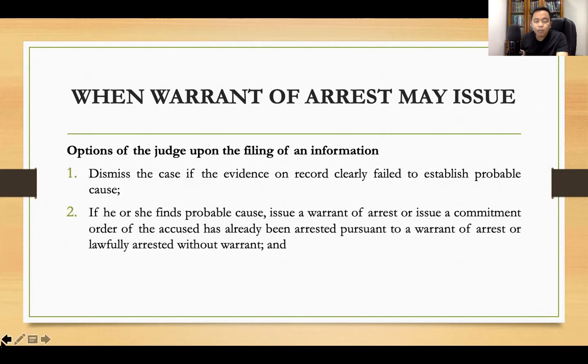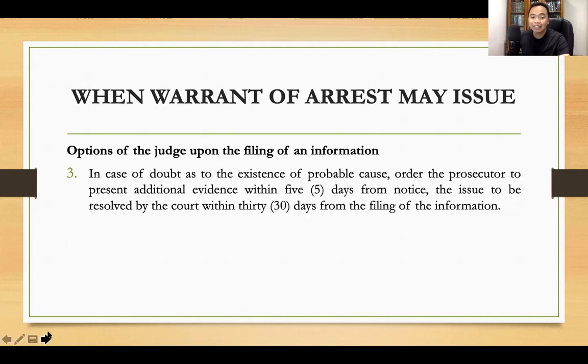So there are three options of the judge in case he receives the information. Now, he will make a personal evaluation of the complaint and the evidence adduced by the complainant and his witnesses. Now, if there is not enough evidence, he can dismiss the case outright. If there is evidence, he can issue a warrant of arrest. But if the accused had already been arrested, what the court will issue is not a warrant of arrest, but a commitment order. No? If the accused had been arrested pursuant to a warrant of arrest or lawful arrest without warrant.